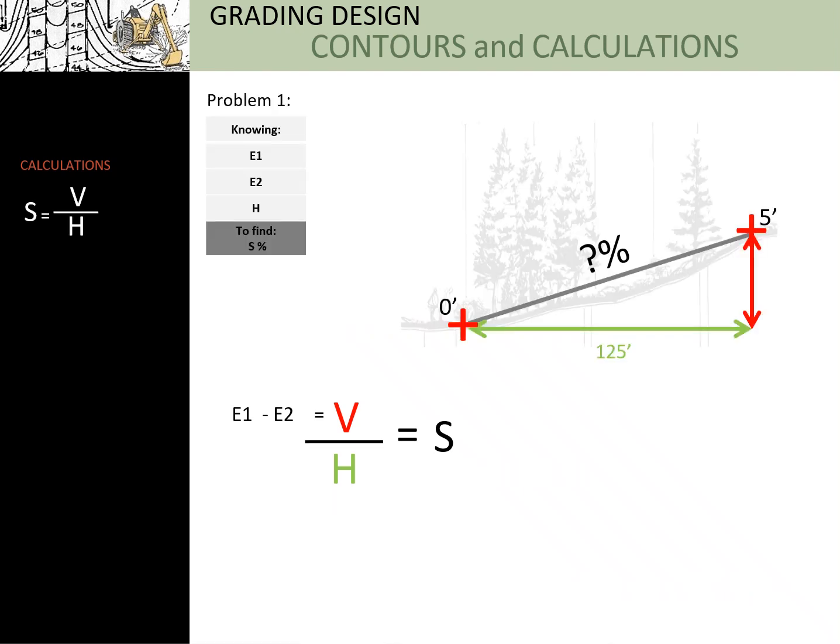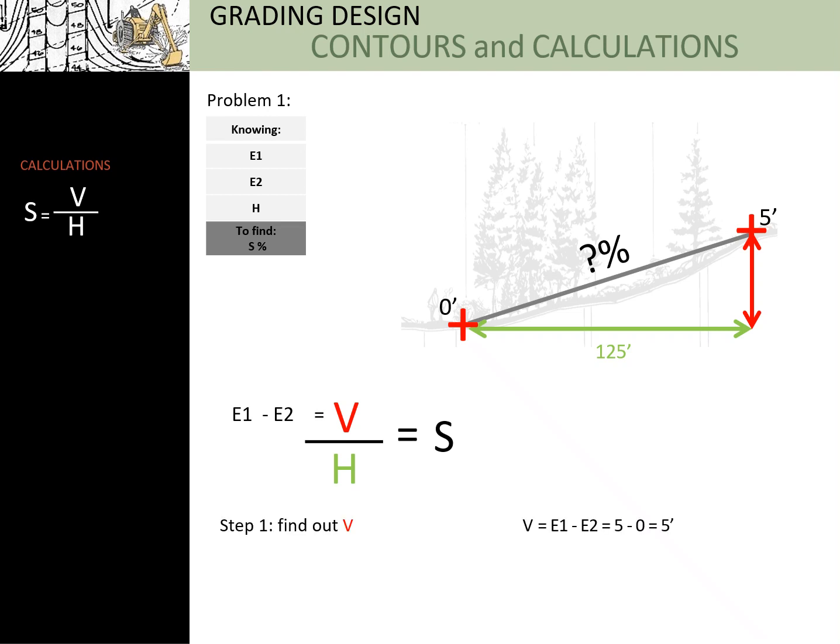In this first problem, you have both spot elevations, 0 feet and 5 feet, and you're also given the horizontal distance, 125 feet, and now we want to find out the slope percentage. To do so, we need to first figure out V. So we subtract the two spot elevations. 5 minus 0 equals 5.